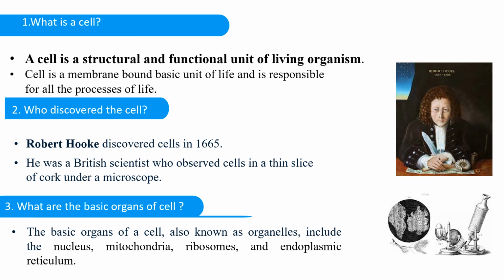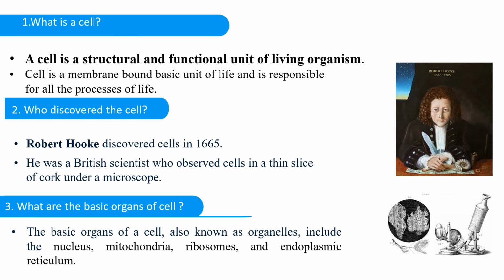So who discovered the cell? Robert Hooke, a scientist, discovered the cells in 1665. He was a British scientist and he discovered cells and observed them in a thin slice of cork under a microscope.